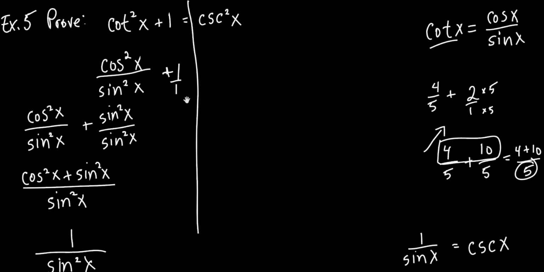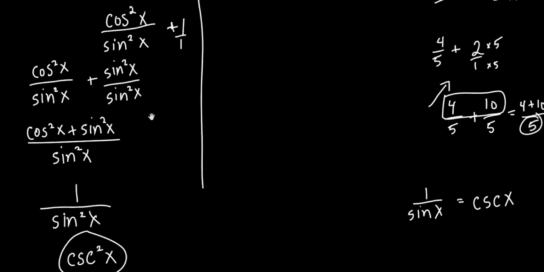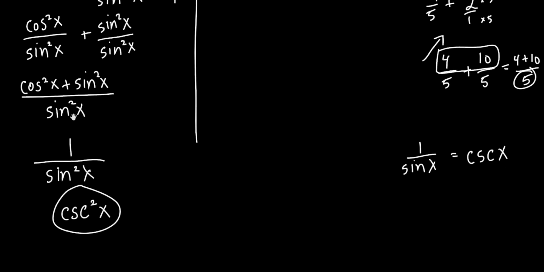Then you look at it and ask, what do I do? Well, I could add those two things together. This is a fraction, isn't it? So how do I add fractions? Find a common denominator. What's my common denominator? Sine squared x. Put 1 here, put 1 here. And I multiply the top by sine squared x. Now I have a common denominator, so let's put everything over one denominator. I got cosine squared x plus sine squared x over sine squared x.